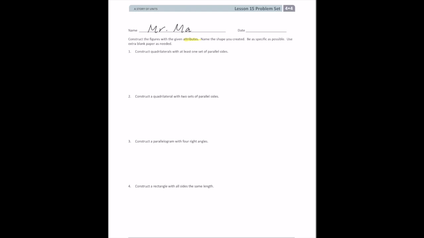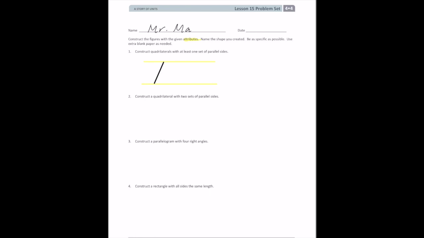Okay, so it says, number one, construct quadrilaterals with at least one set of parallel sides. So we can take our straight edge or ruler, and then we can begin doing that. I'm going to do it in yellow at first so you can see, looking for something that's parallel. Those look parallel to me. So if that's the case, that could be one set of parallel sides. And then it says the other sides don't have to be parallel, but they could. So you can come up with various types of possibilities.